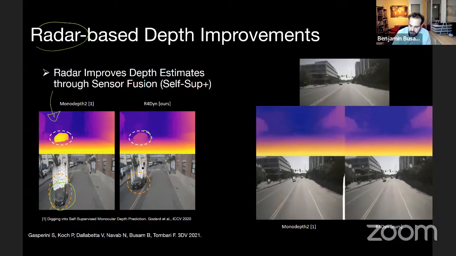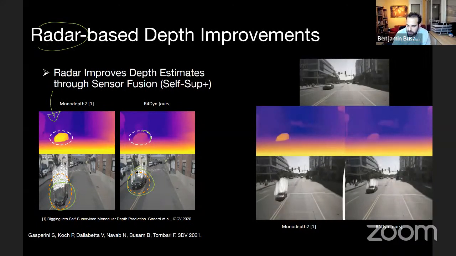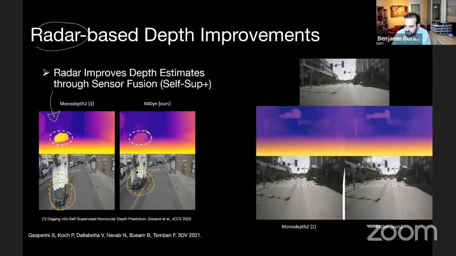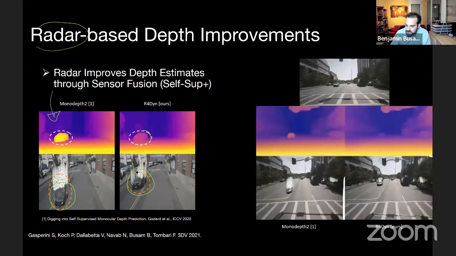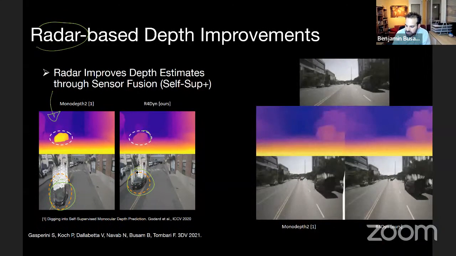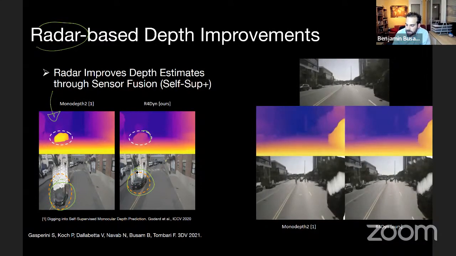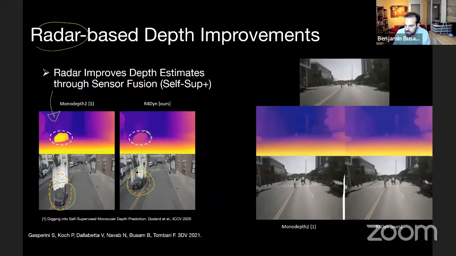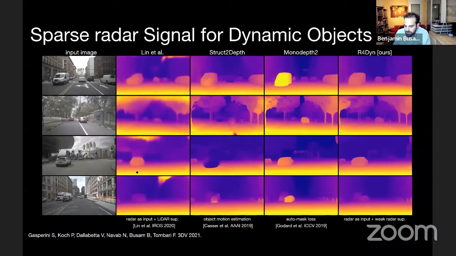While it's not perfectly cured, you can see that using this sparse data from radar can actually help to cure this problem in dynamic environments. If you compare here, for instance, look at this image. The colored points here are the radar signals. So it's very, very sparse. But it helps a lot, even compared to very recent methods.